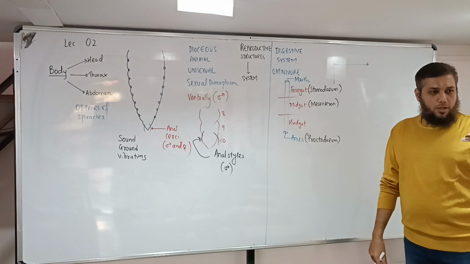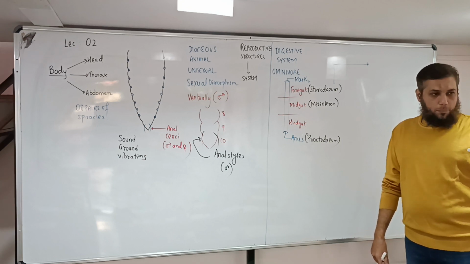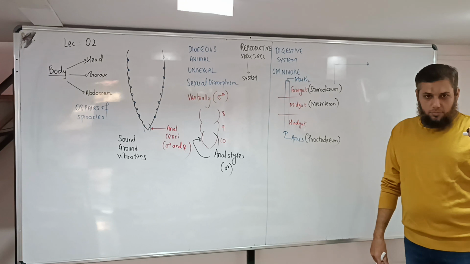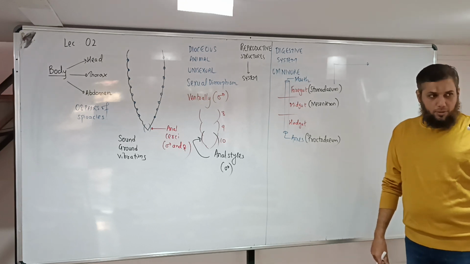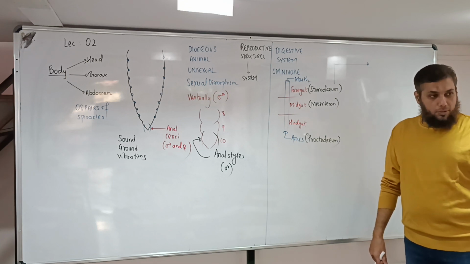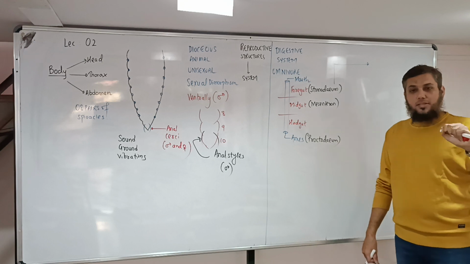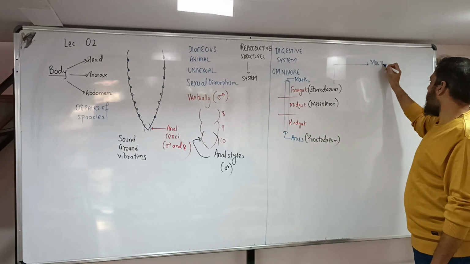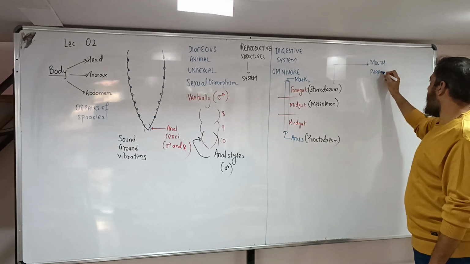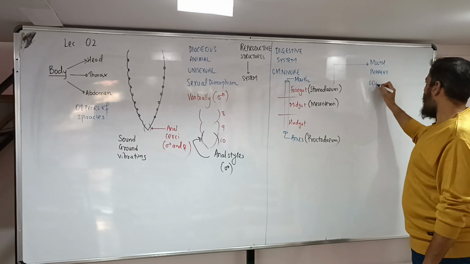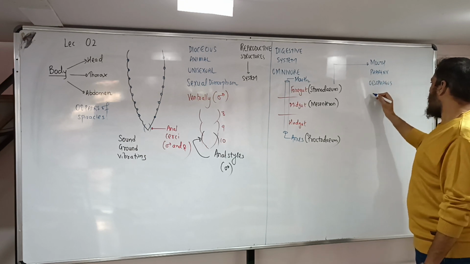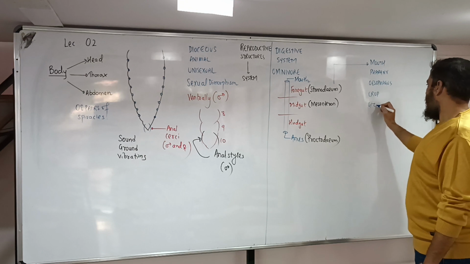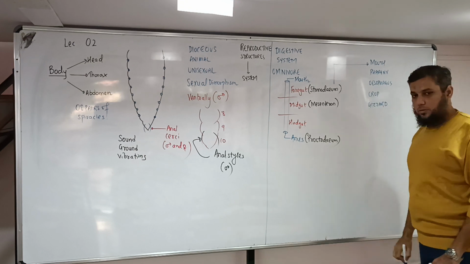Pharynx, esophagus, crop, gizzard. So it has got mouth, then there is a pharynx, esophagus. Then you have a crop, and you have a gizzard. Okay.